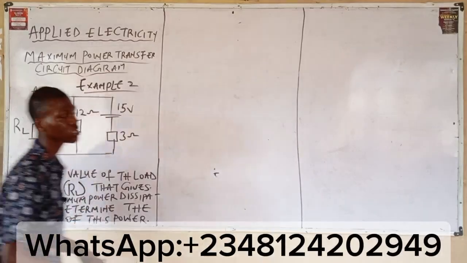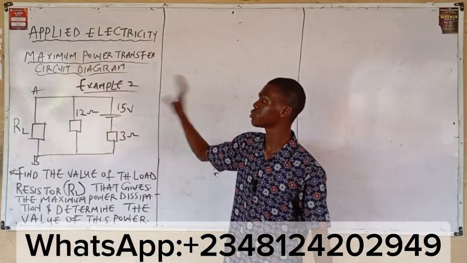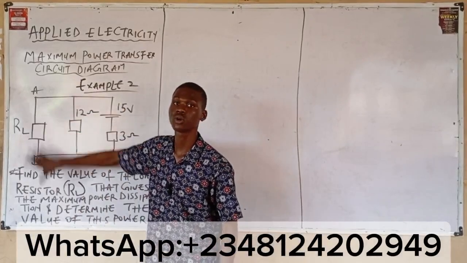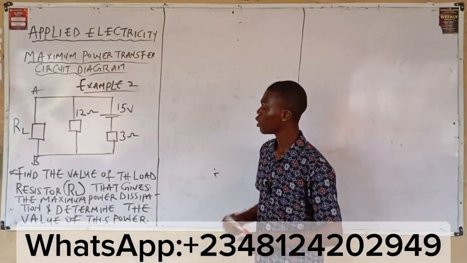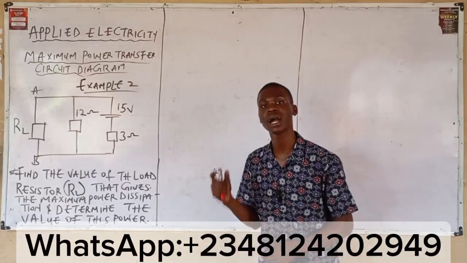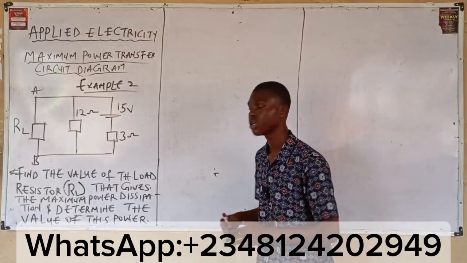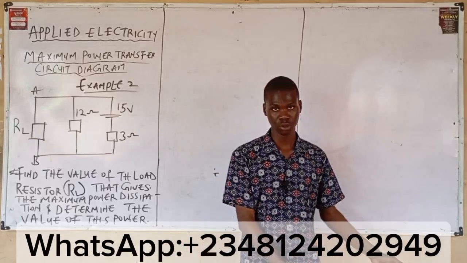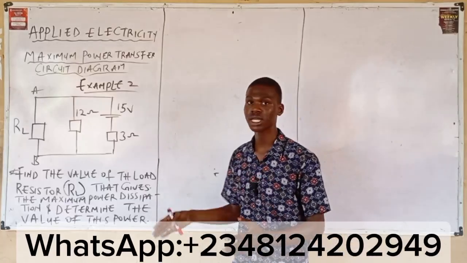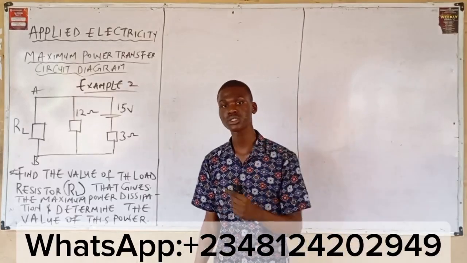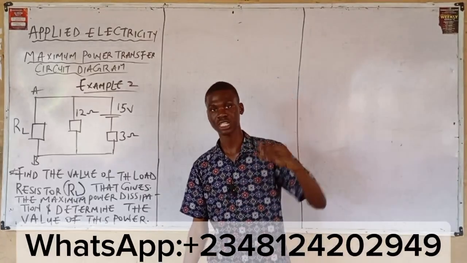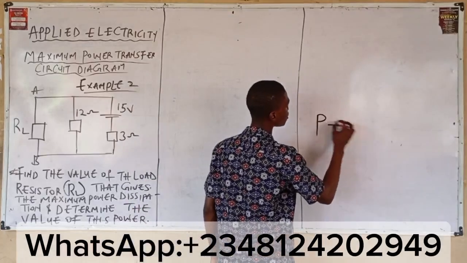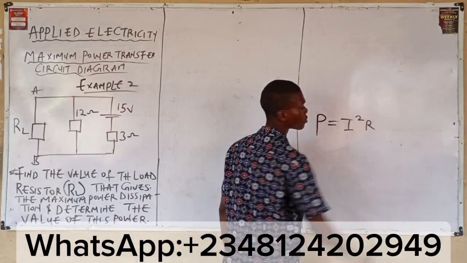So what this question is saying is that we are given this circuit, and we are told to find the value of the load resistor. After finding the value of the load resistor that gives the maximum power transfer, you then use the formula for your power, which is P equals I square R.